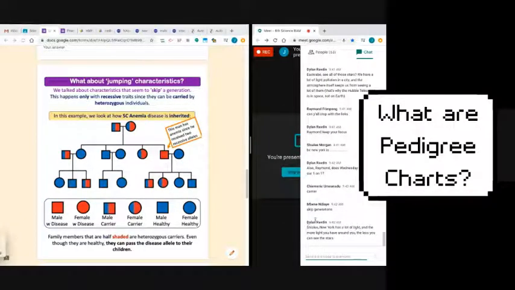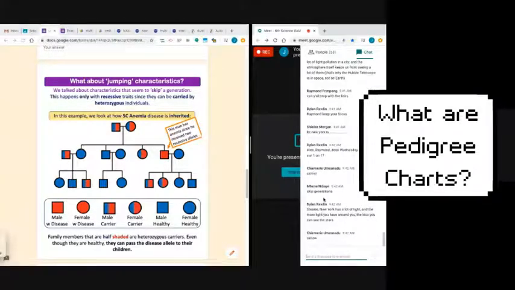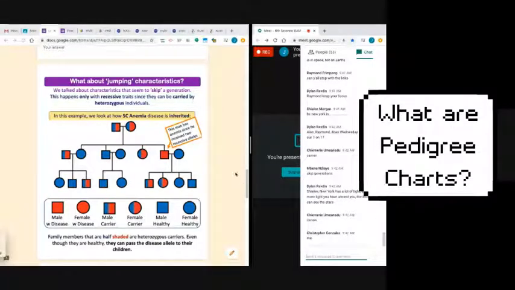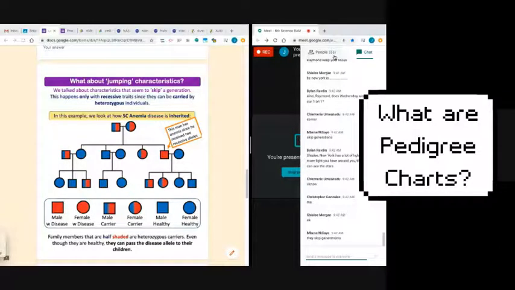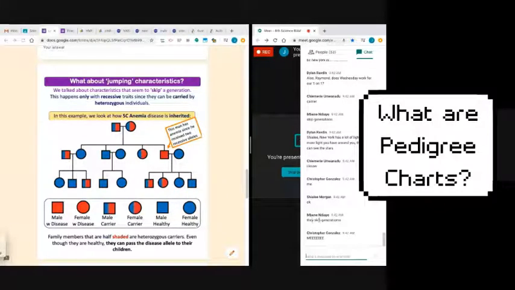Let's see. Skip generations. Yeah, Ben, do you want to unmute yourself for a second? Can you tell us what you remember about carriers or skipping generations? Ben? If you can unmute yourself. Let me see if I have sound. Yeah, I have sound. Oh, they skip generations. Let's see. Okay, Christopher, you can unmute yourself. What do you remember about skipping generations?